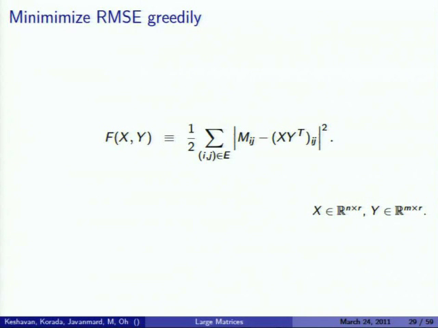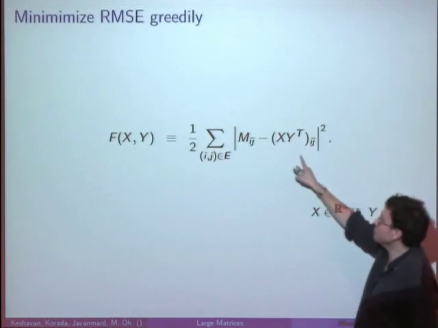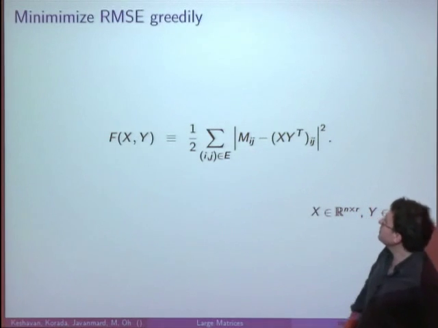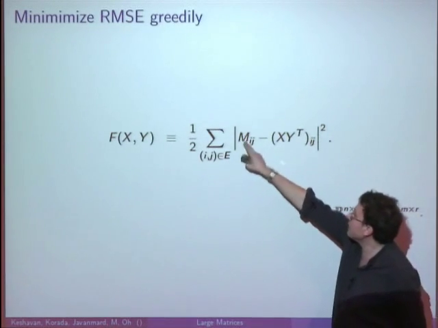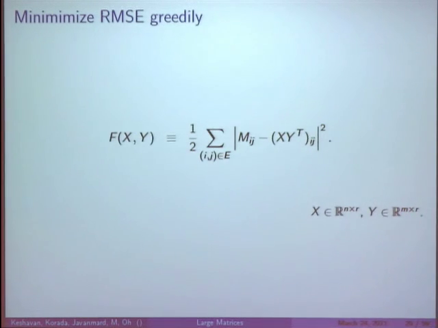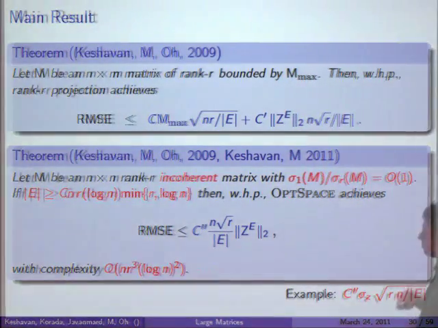So you minimize greedily the error on the observed entries. This is the sum over all observed entries of the real value of the matrix minus your candidate singular value decomposition, and you just try to minimize it by some coordinate descent. So this is the theorem before.